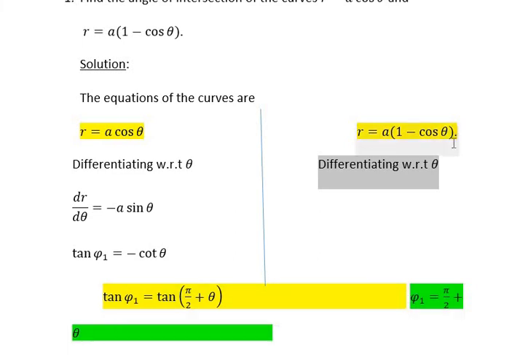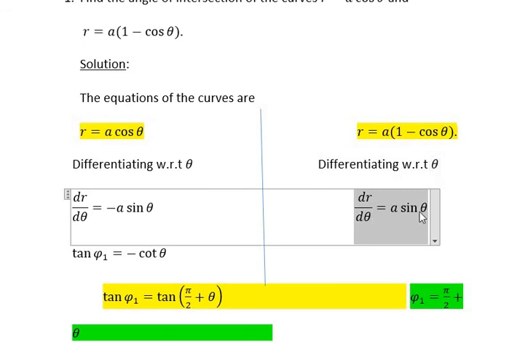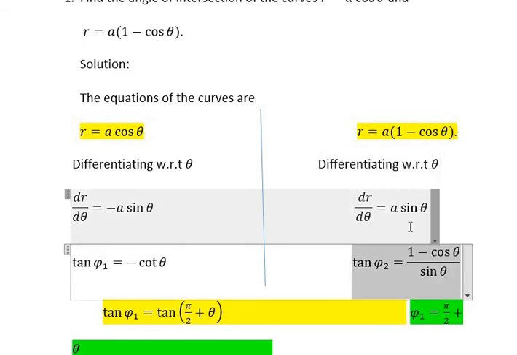Now differentiate the second equation with respect to theta. We get dr by d theta is equal to a sin theta, and tan phi 2 is equal to 1 minus cos theta by sin theta. We use tan phi 2 is equal to r into d theta by dr. We get tan phi 2 is equal to 1 minus cos theta by sin theta, because r value is a into 1 minus cos theta divided by a sin theta. Here a cancels, leaving 1 minus cos theta by sin theta.